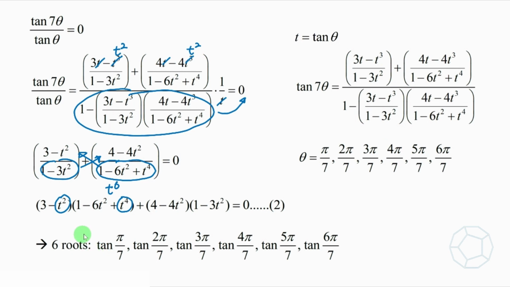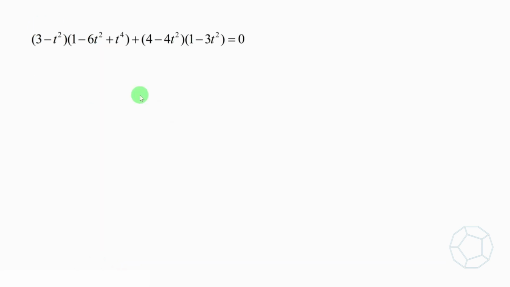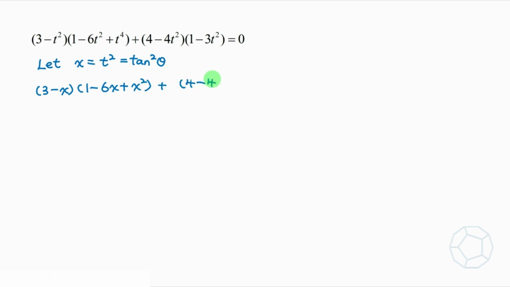Therefore, the 6 roots of the equation are tangent pi over 7, tangent 2 pi over 7, up to tangent 6 pi over 7. We're going to further reduce the power of the equation. Let x equal t squared, which is tangent squared theta. Then we get this: (3 minus x) times (1 minus 6x plus x squared) plus (4 minus 4x) times (1 minus 3x) is equal to 0.